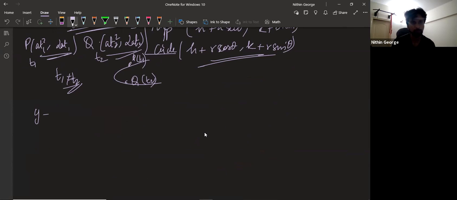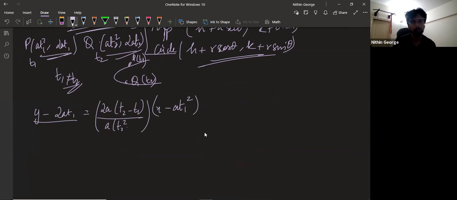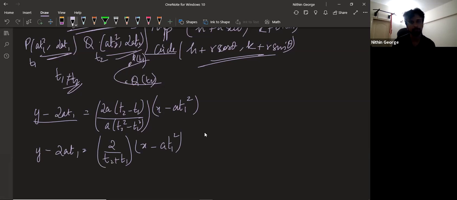So I'll take a reference point P. So y minus 2at1 equal to m into x minus at1 square. Now what is m? 2a into (t2 minus t1) divided by a into (t2 square minus t1 square). So I can write this as y minus 2at1 equal to 2 by (t1 plus t2) into (x minus at1 square). So you can see that the slope of any chord will be 2 by (t1 plus t2). That is your takeaway from here. You are given any chord, you can find the slope like this.